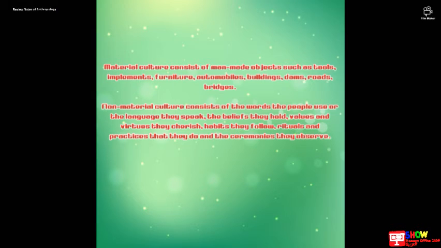Material culture consists of man-made objects such as tools, implements, furniture, automobiles, buildings, dams, roads, bridges. Non-material culture consists of the words that are used or the language they speak, the beliefs they hold, values and virtues they cherish, habits they follow, rituals and practices that they do, and the ceremonies they observe.